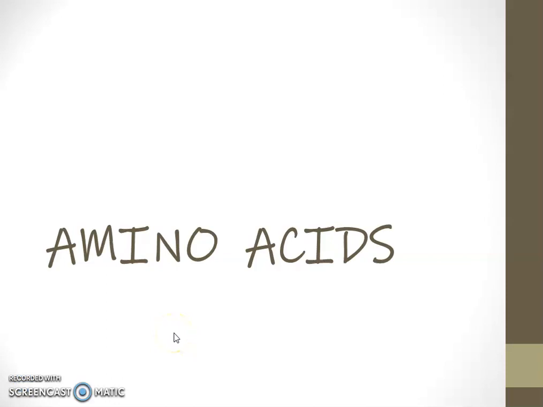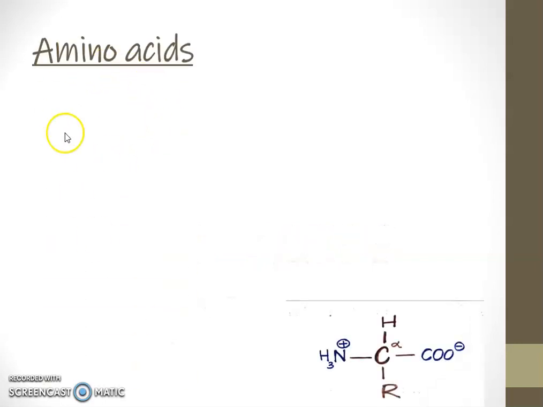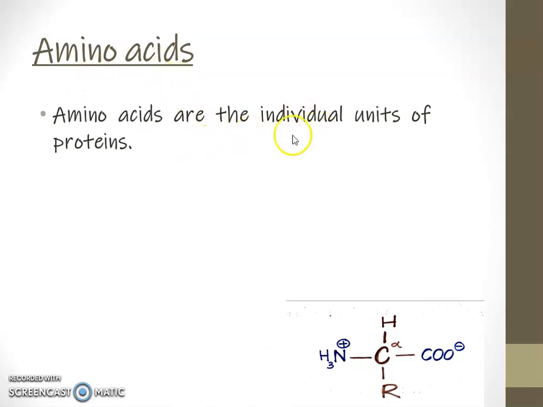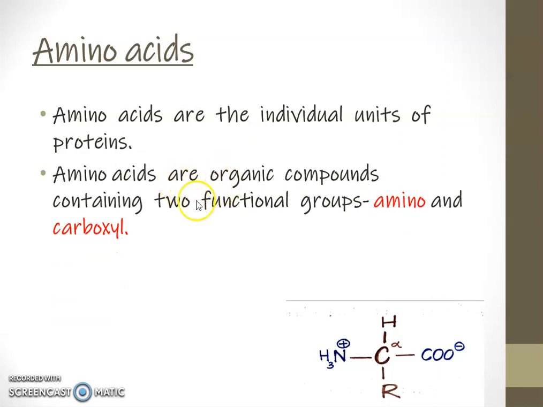So in this video, we will be discussing certain basic facts about amino acids. So amino acids, from the name it suggests, it has an amino group and an acid group. Amino acids are the individual units of proteins. In other words, we can say that proteins are the polymers of amino acids, right? Amino acids are organic compounds containing two functional groups, an amino group and a carboxyl group.